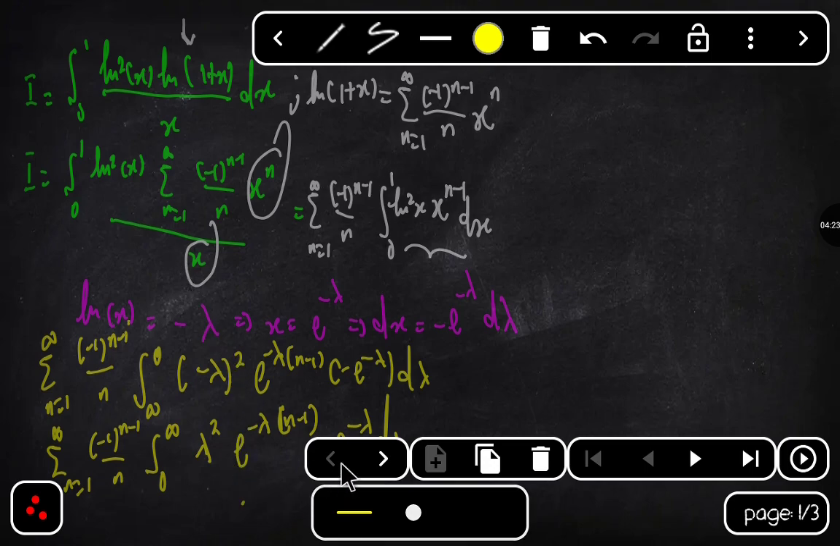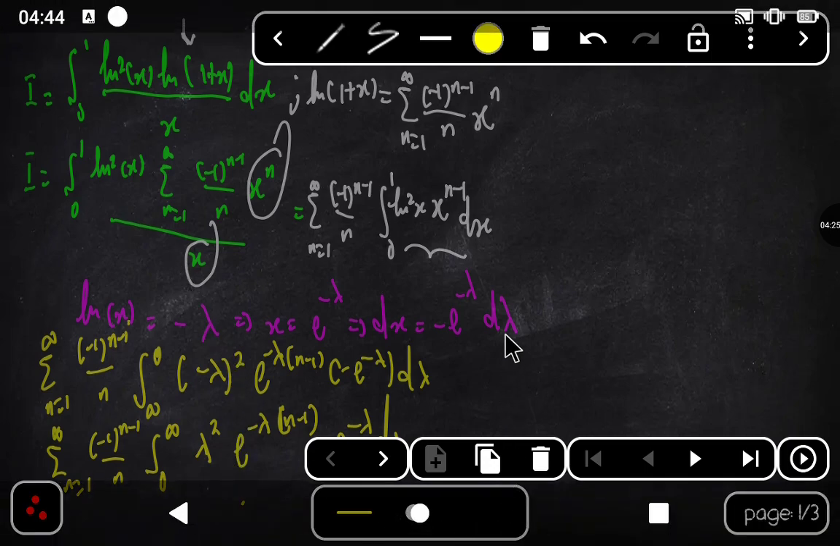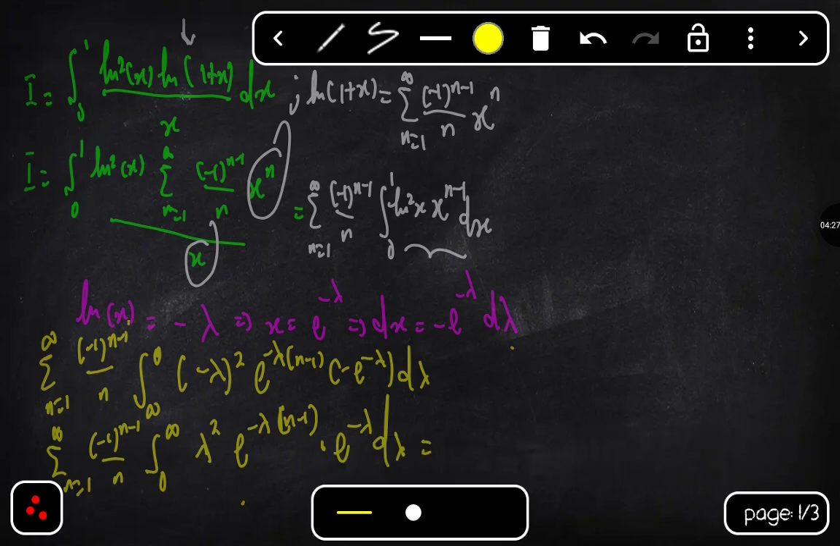If you apply the law of indices right here, e raised to the power of negative lambda into bracket n minus 1 multiplied by e raised to the power of negative lambda. So if you split this, you're going to have e raised to the power of negative lambda multiplied by e raised to the power of negative lambda. Then this will be negative lambda multiplied by minus 1, that will be plus. Then multiply by this e raised to the power of negative lambda.